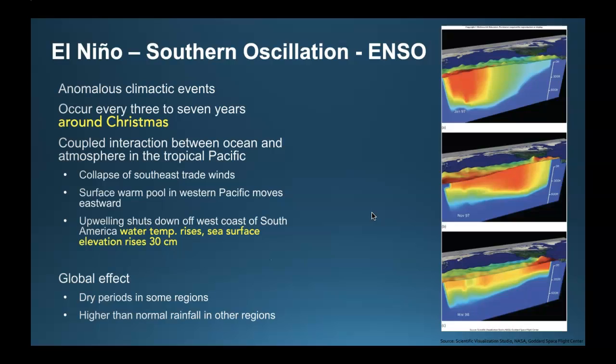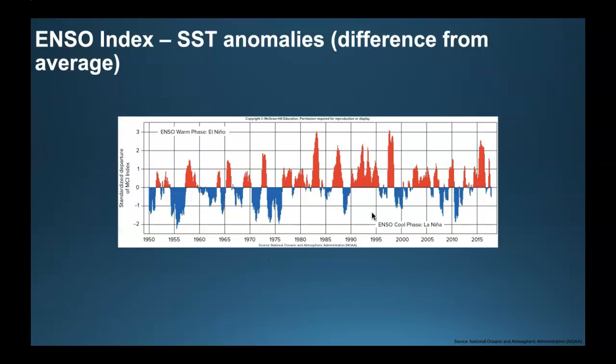unusually dry, and it shifts to unusually high rainfall in other places. In the southeastern United States, during El Nino, I believe we get more rainfall, and in La Nina, we get less. So here is a graph of what that's looked like from present day back to 1950.